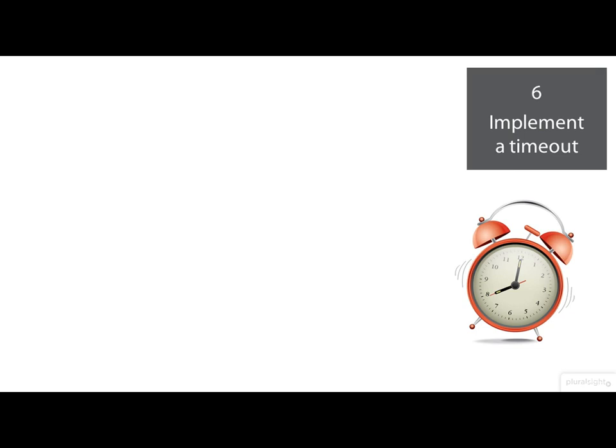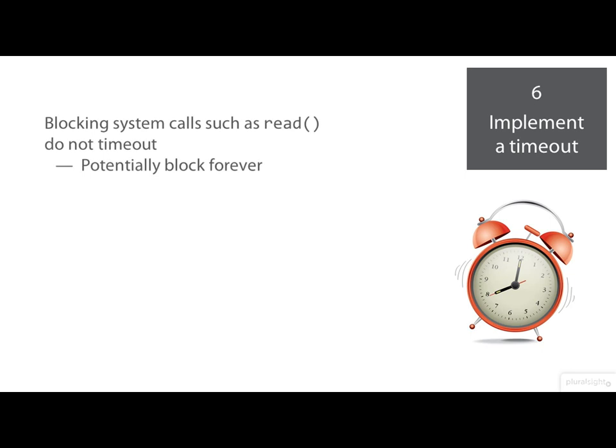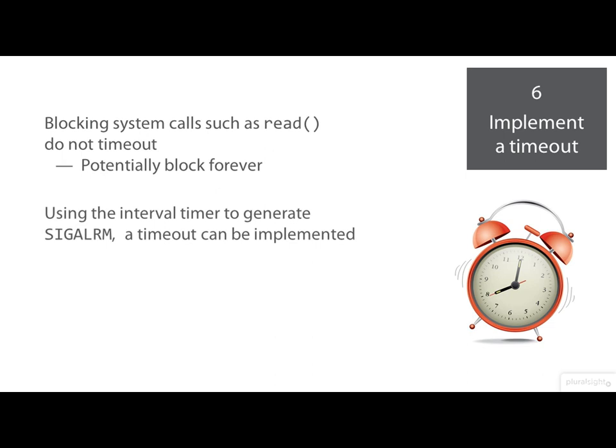Suggestion number 6. Implement a timeout. Now the blocking system calls in Linux, such as read, do not time out and they will potentially block forever. So the idea here is to use the interval timer to generate a SIGALRM signal to force the system call to return and implement a timeout. This relies on us installing the signal handler in such a way that system calls are not restarted after a signal occurs.